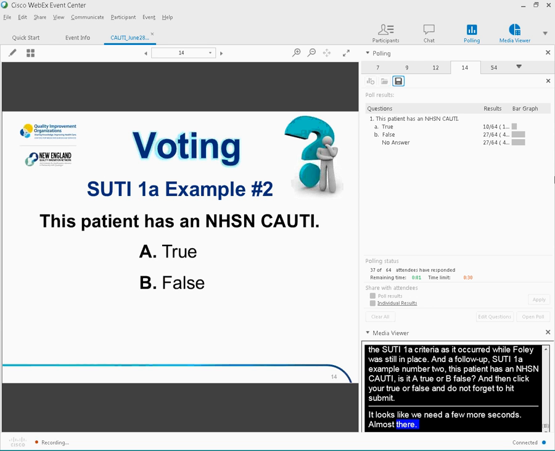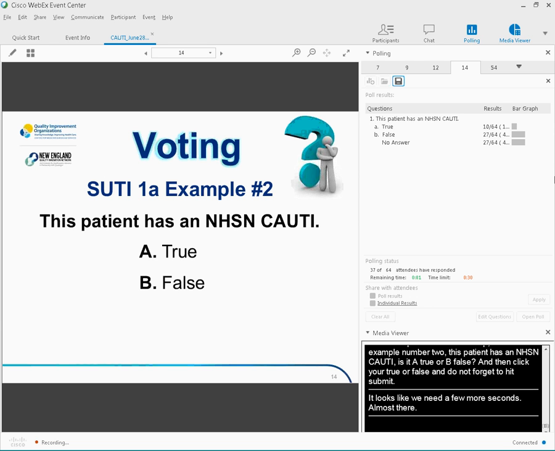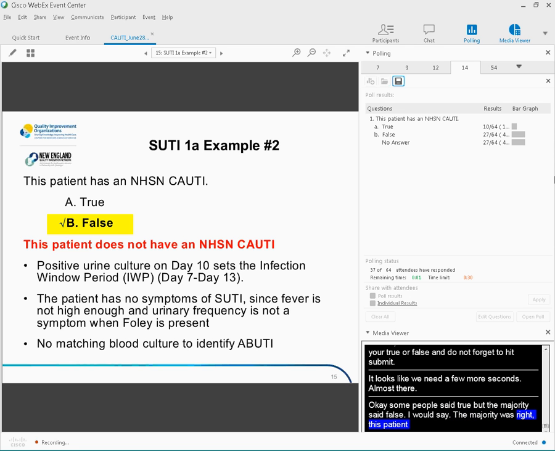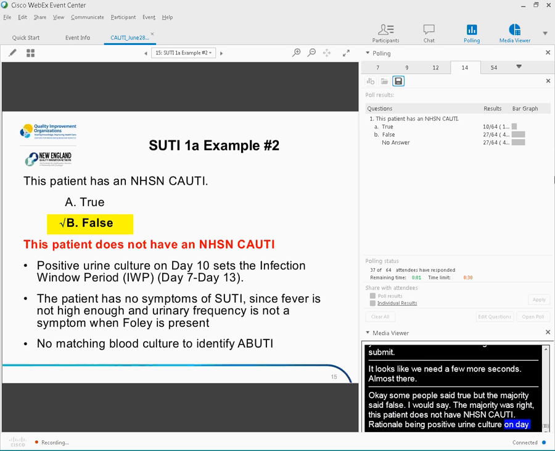Okay, so some people said true, but the majority said false, I would say. And the majority was right. This patient does not have an NHSN CAUTI. The rationale being the positive urine culture on day 10 would set the infection window period for that time span of day 7 to day 13.